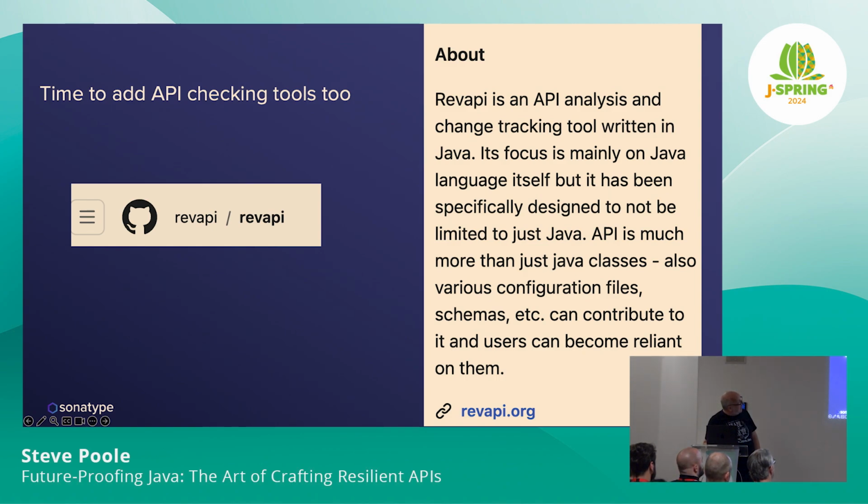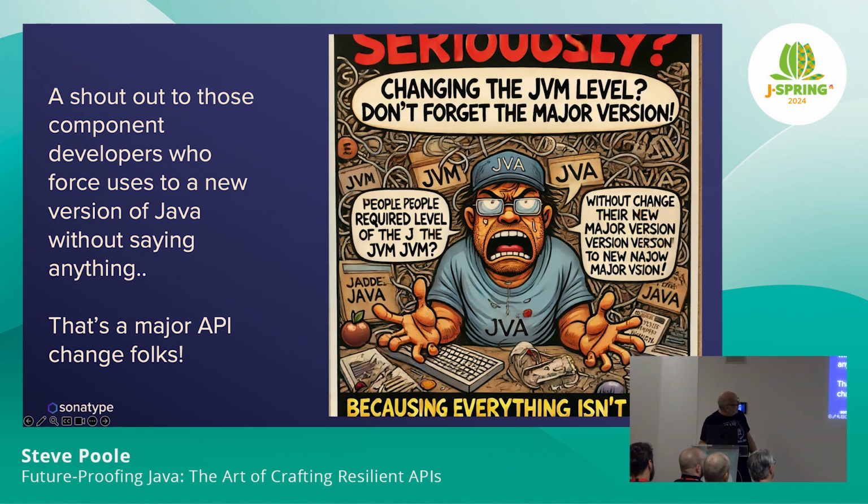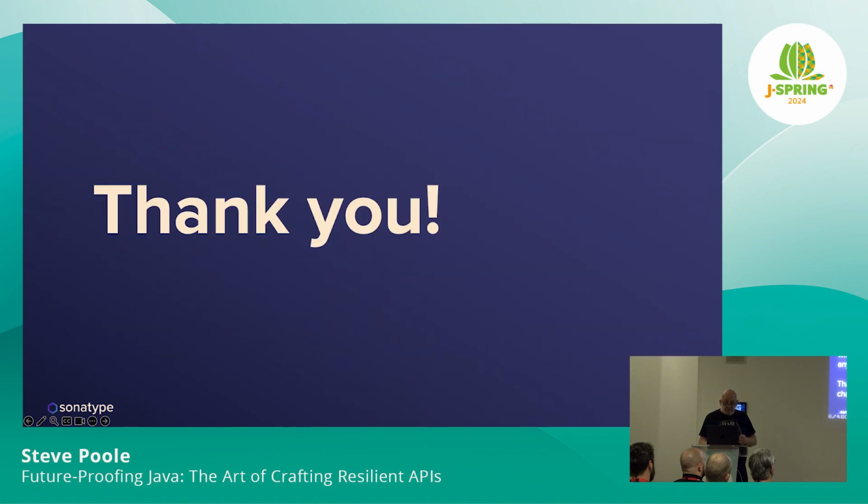Tooling for checking out API differences. There's this one, which is the one we use at Cyanotype. It's okay, for sure, does some cool stuff. There are things that we could do better with this sort of stuff, but there we go. I want to shout out to those people who move the requirement on you from Java 8 to Java 11, but don't change the major version on their code, so that you don't realize that it's a major break. So I really appreciate that. Thank you very much. I'm over the time. Thank you so much.